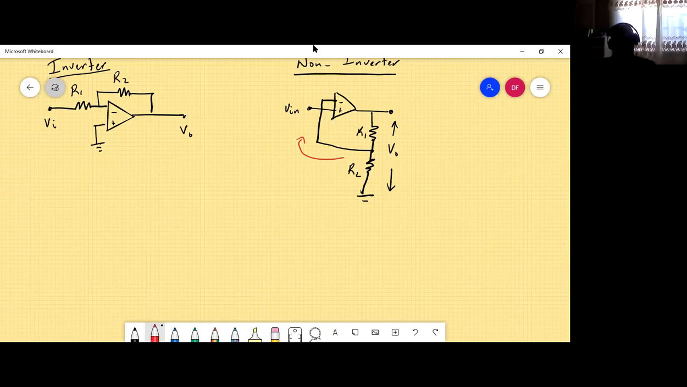So what is happening is that part of the voltage is determined by these two resistors here because they form the same R1, R2 voltage divider that we're talking about. It is the same thing that we're talking about here.